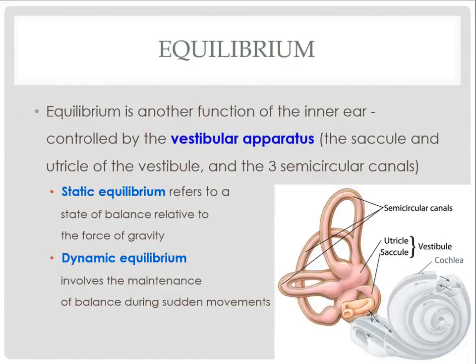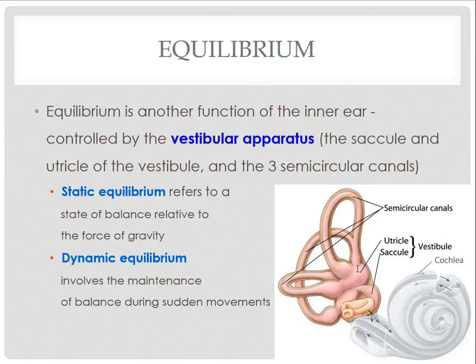The last of our special senses is equilibrium. Again, a function of the inner ear. The vestibular apparatus consists of the saccule and the utricle of the vestibule, and then the 3 semicircular canals surrounding. In order to determine the functions of the vestibule and the semicircular canals, we still need to define the 2 different components of equilibrium. We have static equilibrium and we have dynamic equilibrium.